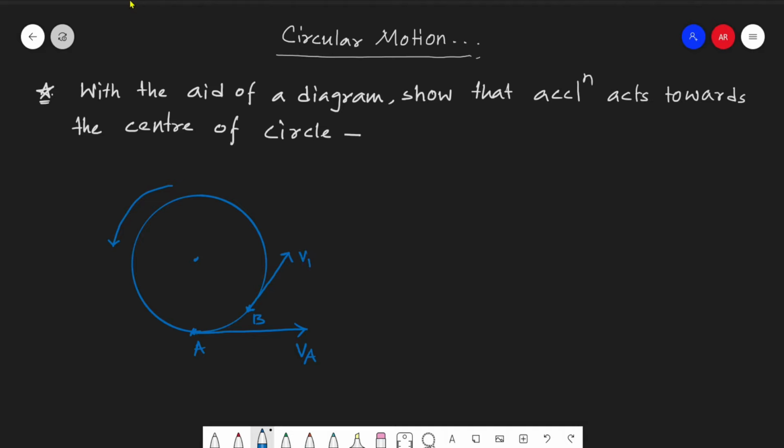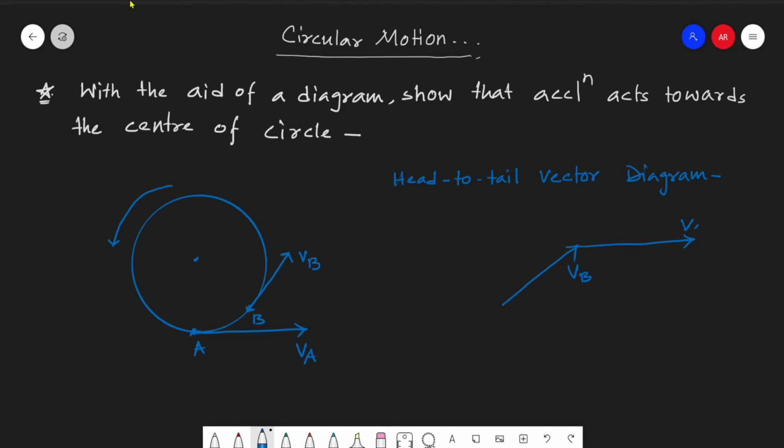As we know that velocity always acts along the tangential direction, so we have drawn VA and VB, the velocity of the object at these 2 different points A and B along the tangential direction. The tangential direction that we drew, keeping in mind that the object is moving around in a circular path in this anti-clockwise direction. So now we would like to draw a vector diagram, and I hope you know that head to tail vector diagram, how it is to be drawn.